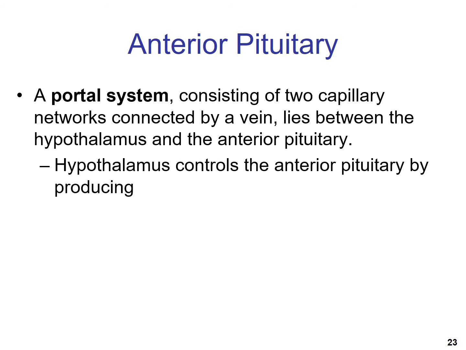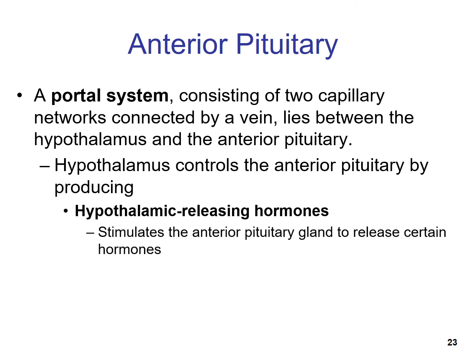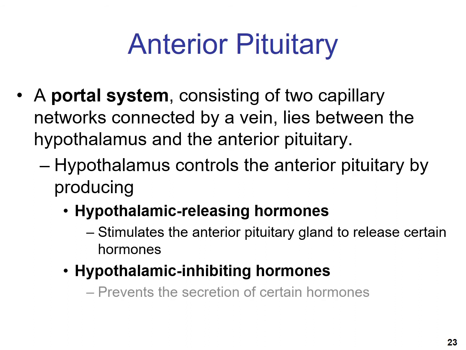So basically, the hypothalamus will control the anterior pituitary in a very different way. Unlike the posterior pituitary where you get direct signals from the neurons, in this case, you're going to have hormones released into this portal system. And when those hormones get released, they're going to do one of two things. So you see this as hypothalamic releasing hormones. And what this means is these hormones are going to direct the anterior pituitary to release its hormones. You've also got hypothalamic inhibiting hormones, which will tell the anterior pituitary to not release those same hormones.